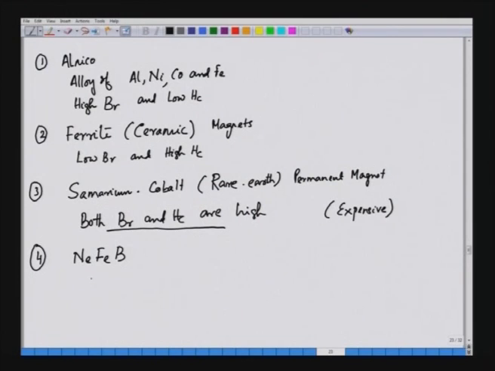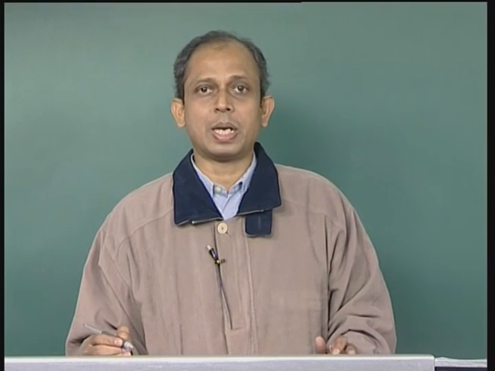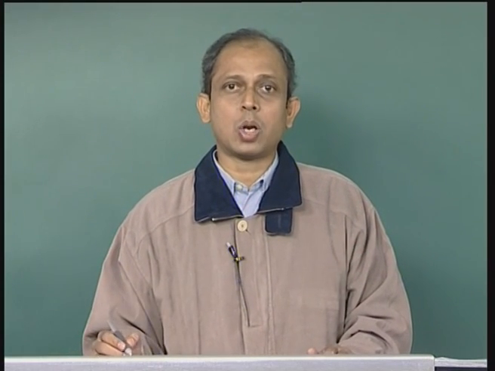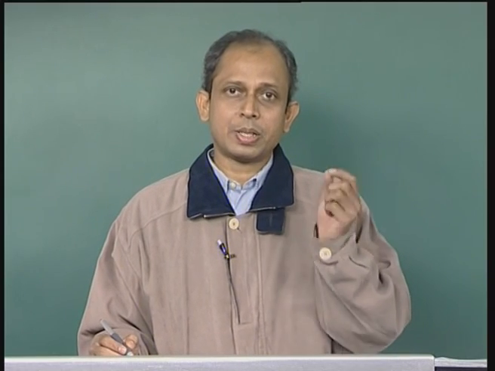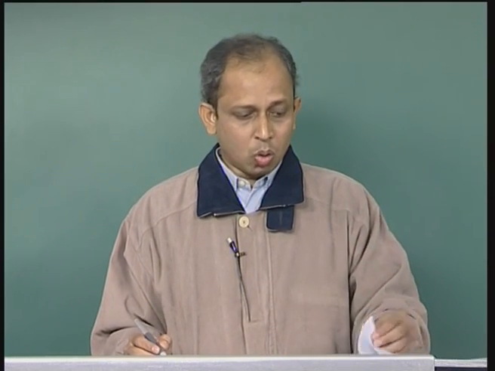So, this has got both high Br and high Hc. So, we have high residual flux as well as high coercive force. If you see the BH curve, this looks like the best material, but unfortunately this material has got a low Curie point. Curie point is a temperature beyond which the magnetic material loses the magnetism. So, this has got a very low Curie point.